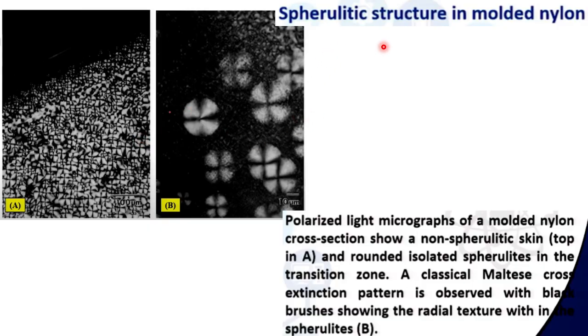This is another example of a spherulite structure of a molded nylon film. You can see the dark and bright images. So this is a polarized light micrograph of a molded nylon cross section. A non-spherulitic skin is here, and a rounded isolated spherulite in the transition zone. A classical Maltese cross extinction pattern is observed. This specific pattern is called the classical Maltese cross extinction pattern, and you can see the different petal type of morphology.